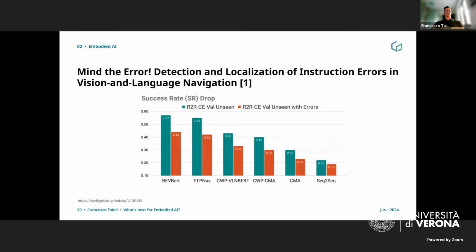Here we can see two things, in my opinion. The first one is that, looking at the SOTA models from left to right, the more SOTA the model, the higher the performance when the instructions are correct, and the lower the performance when the instructions are wrong. This is because the agent is really following the instruction. Instead, if you start looking from the right, at sequence to sequence, CMA, and so on, you can see that the performance is basically the same, because the instruction was not so important in defining the navigation performance.